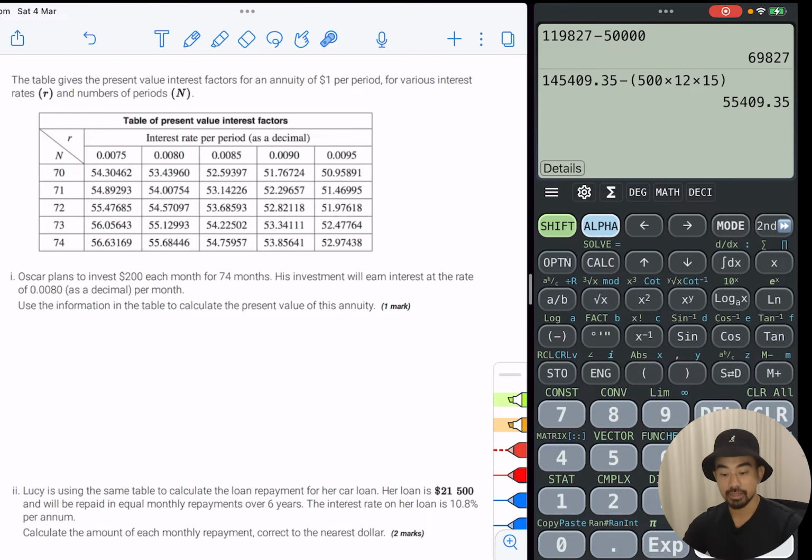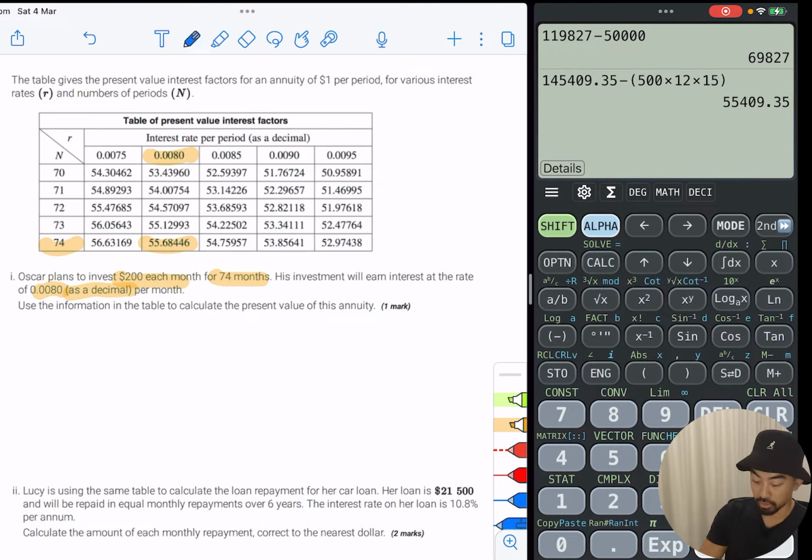All right, question 8. The table gives present value interest factors of an annuity of $1. So we've got a present value table here. Oscar plans to invest $200 each month for 74 months. His investment will earn interest at the rate of 0.008 as a decimal per month. Use the information in the table to calculate the present value of his annuity. So $200 every month for 74 months, and the interest rate is 0.008 per month. Now notice I said month 3 times, so there is no conversion. As I state, his N is 74, so its interest factor is that number there.